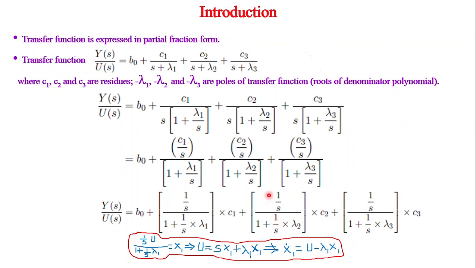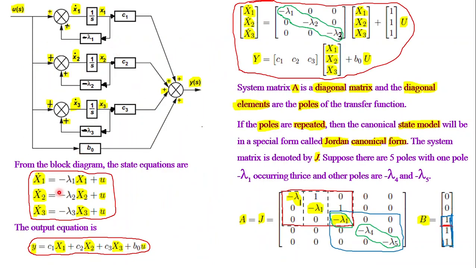Similarly, here again 1 by S by 1 plus S lambda 2, you assign to x2 after multiplying with U. In that case you will get x2 dot as U minus lambda 2 x2. Similarly here x3 dot is U minus lambda 3 x3. So that is what I have written. x1 dot is minus lambda 1 x1 plus U. x2 dot is minus lambda 2 x2 plus U. x3 dot is minus lambda 3 x3 plus U.